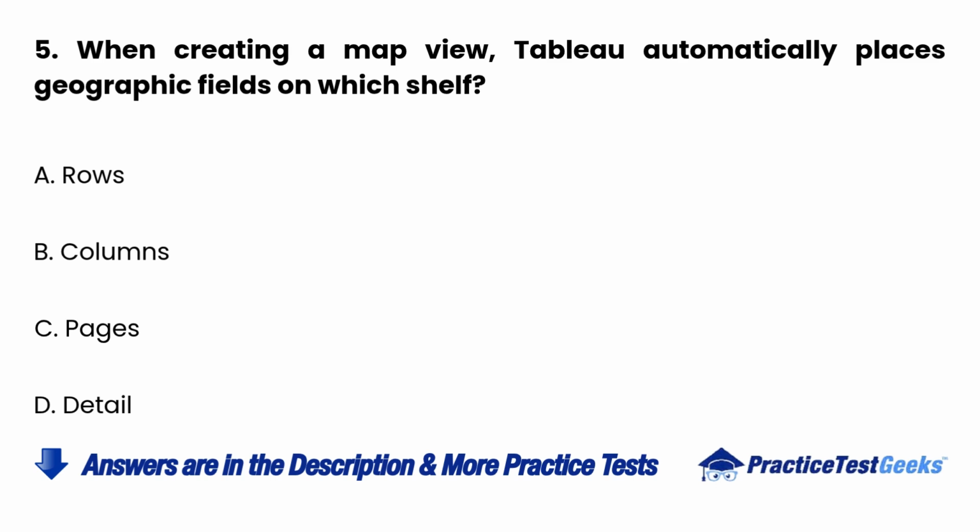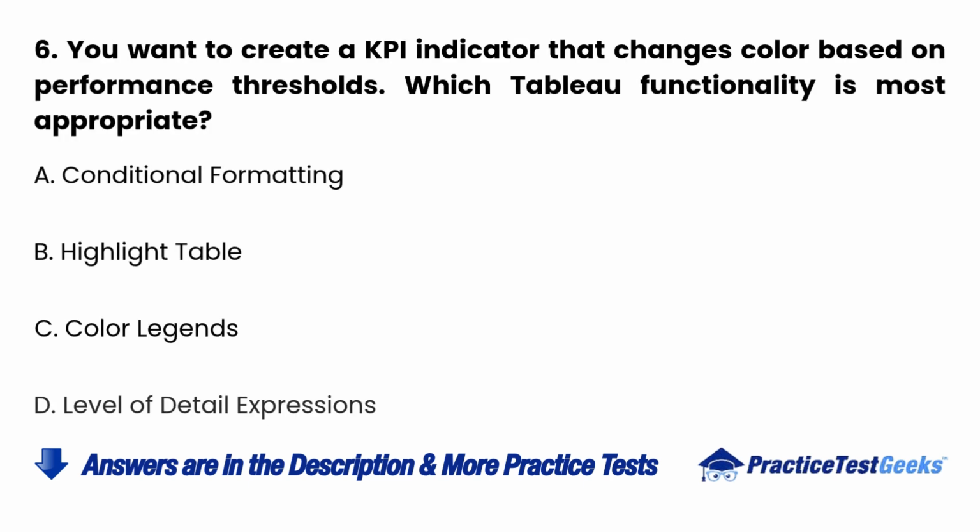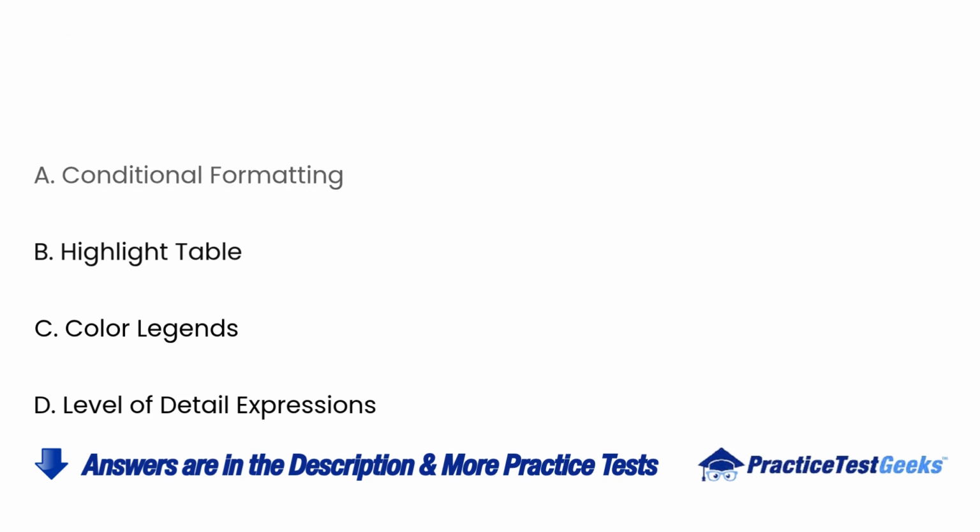Pages. D. Detail. 6. You want to create a KPI indicator that changes color based on performance thresholds. Which Tableau functionality is most appropriate? A. Conditional formatting. B. Highlight table. C. Color legends. D. Level of detail expressions.